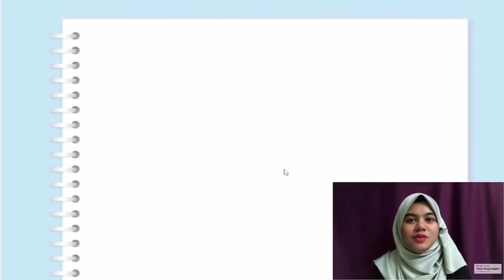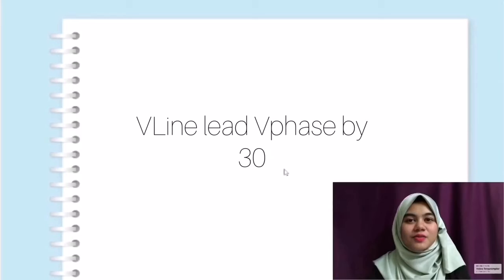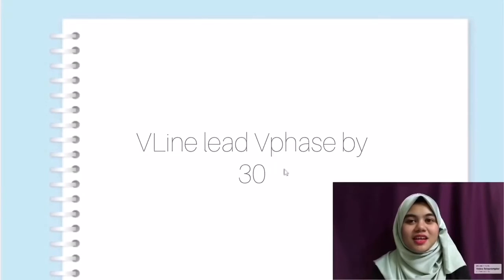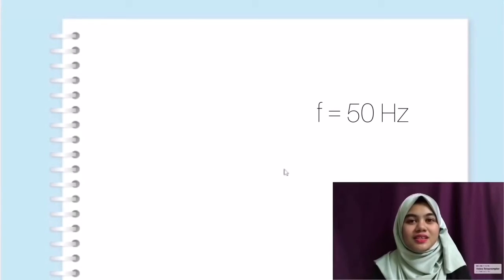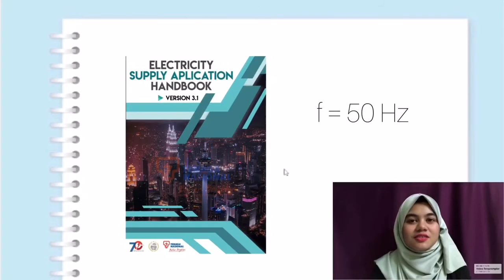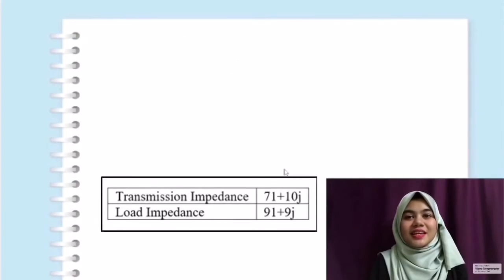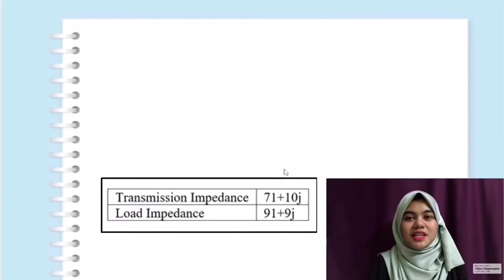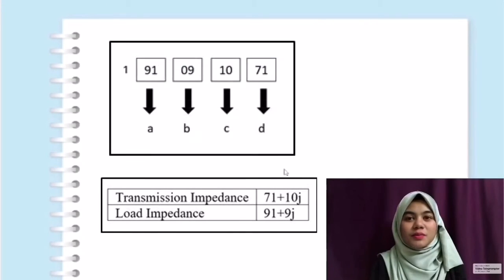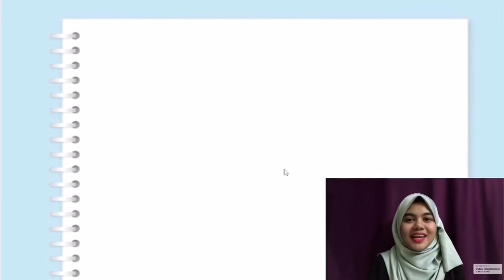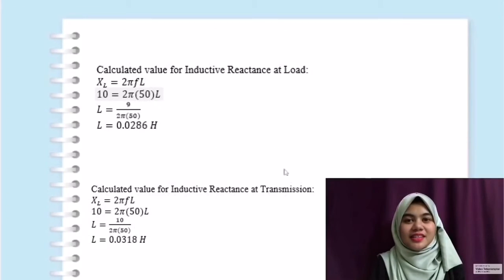As we know, line voltage leads phase voltage by 30 degree. The frequency is 50 Hz according to the Electricity Supply Application Handbook version 3. The impedance value at transmission line and load are given based on metric card number in ohm. The unit of inductive reactance has been calculated in its actual unit, which is Henry, because PCM software cannot analyze the inductive reactance value in ohm.